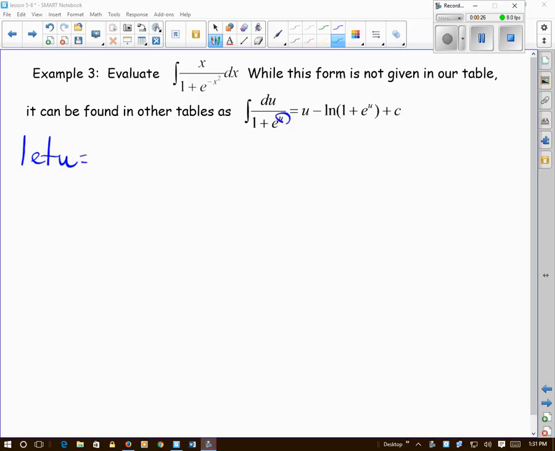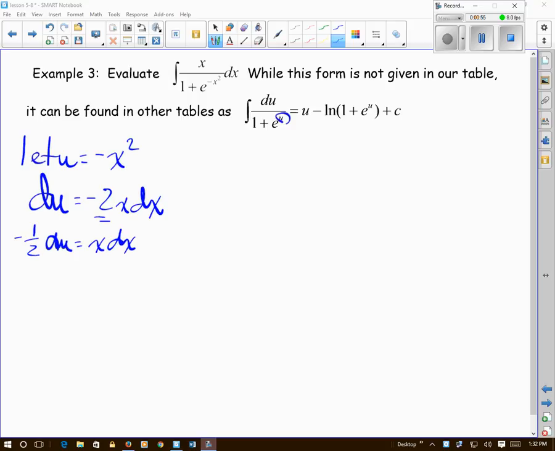So u equals negative x squared, which means we have du equals, and don't forget dx. But we want to change that negative 1/2. We don't want the 2 there, so it's going to be negative 1/2 du is x dx.